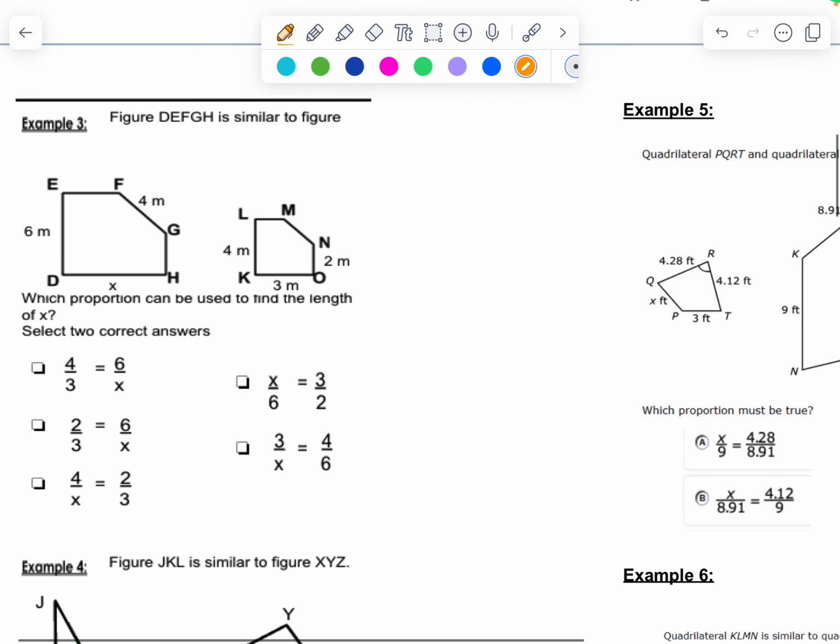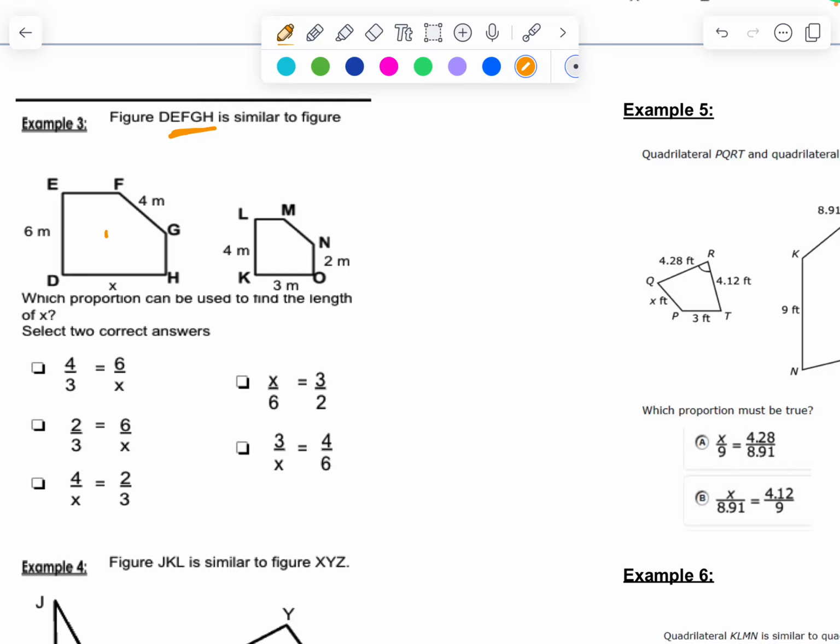This one is easy just because the pictures are looking the same way. And so we're going to do the same thing. We're going to stack our letters. And so it looks like we're missing the other letters, but I'm going to go ahead and write them down.